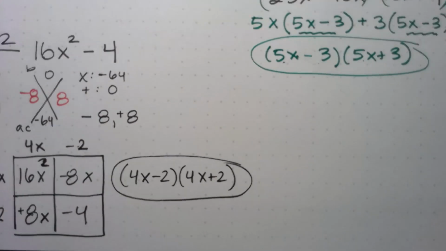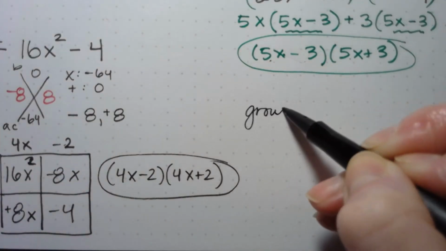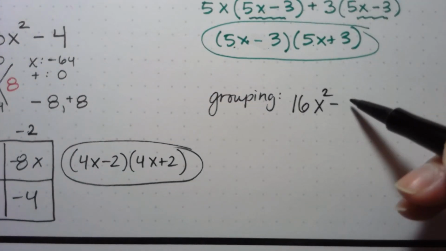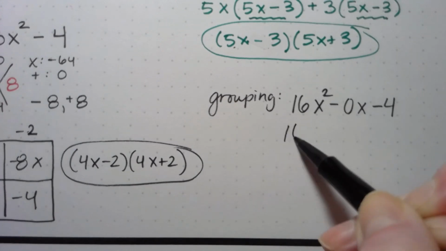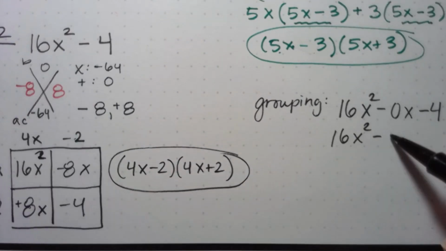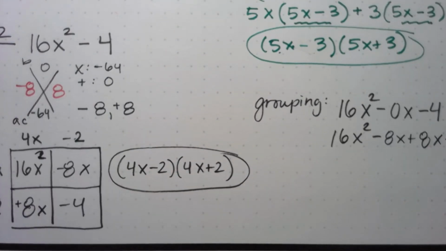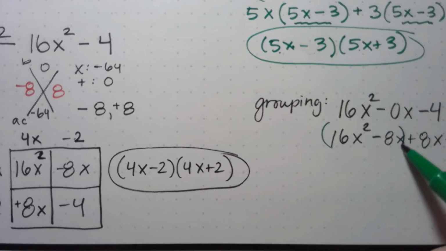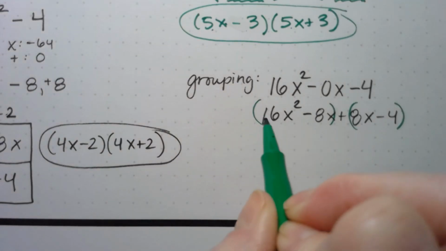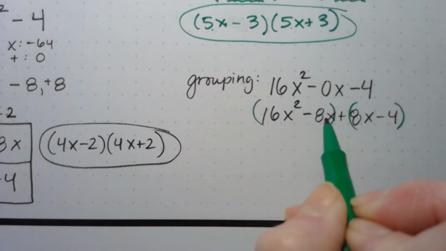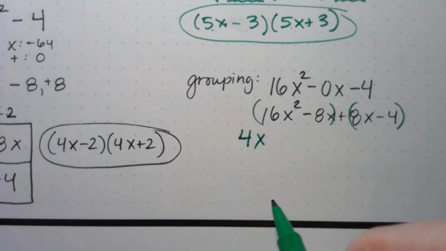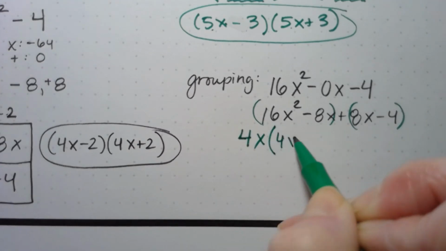Sometimes the area model doesn't, so let's practice the grouping one more time. We're going to break down my middle term into the negative 8x and 8x. Break these up, and we're going to divide out our greatest common factor. So this would be 4x, and I'm left with a 4x minus 2.